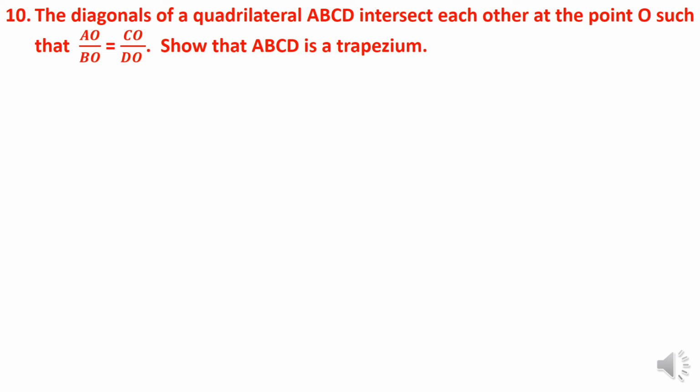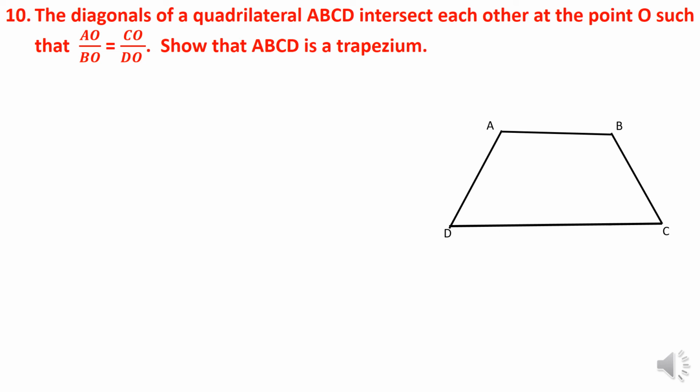10th question is, the diagonals of a quadrilateral ABCD intersect each other at the point O such that AO upon BO is equal to CO upon DO. Show that ABCD is a trapezium. What is given in the question is, the diagonals of a quadrilateral ABCD intersect each other at the point O such that AO upon BO is equal to CO upon DO. Consider a quadrilateral ABCD. Let the diagonals AC and DB intersect at the point O.